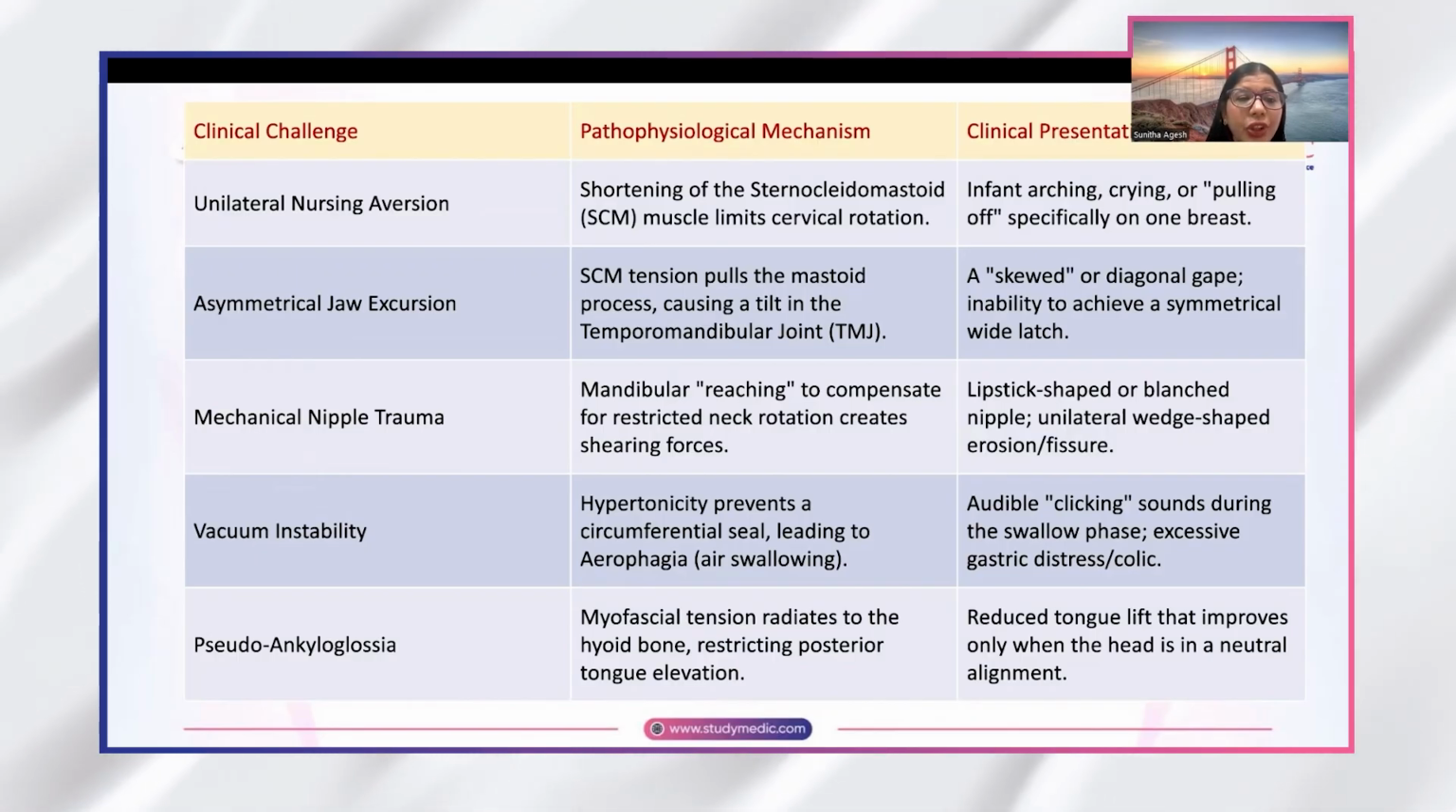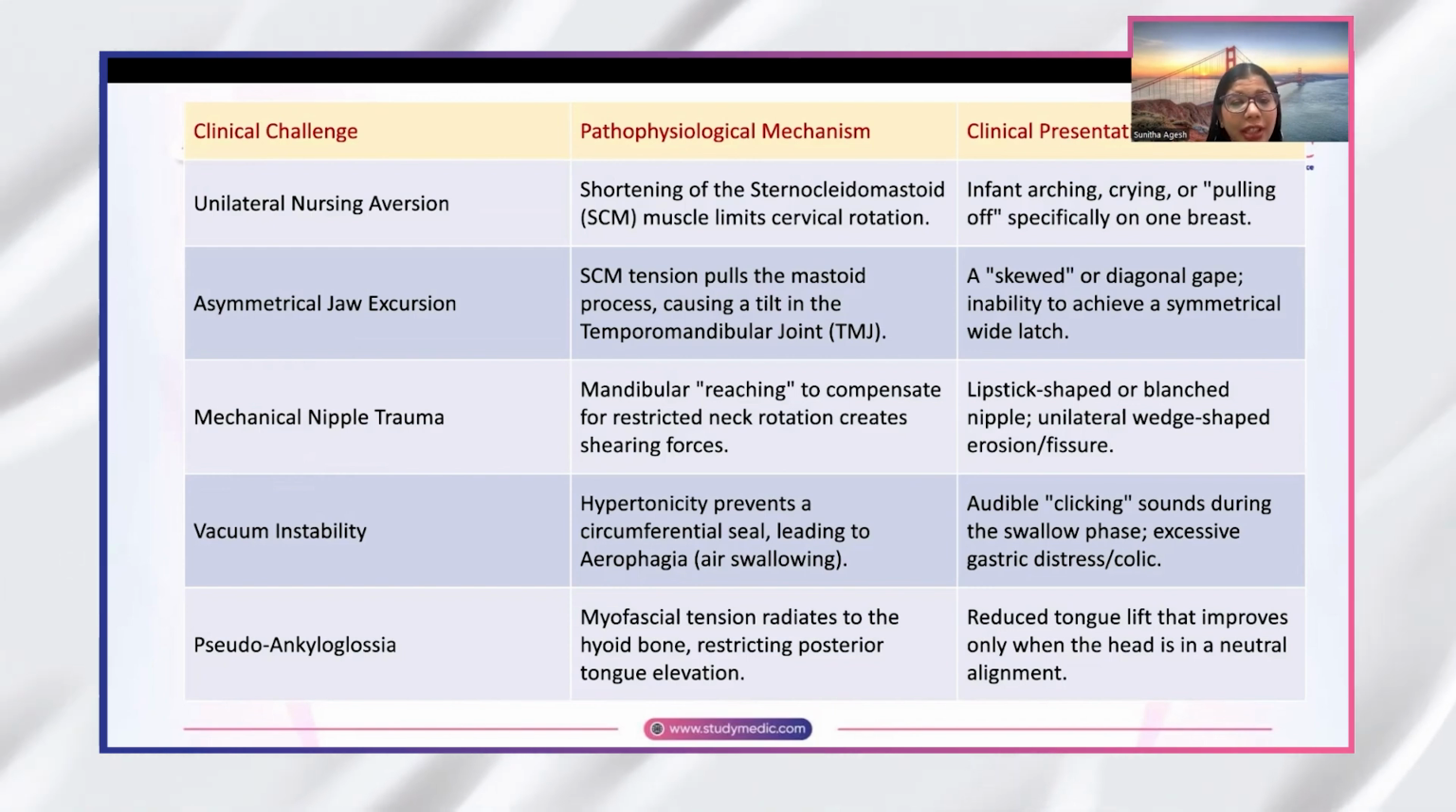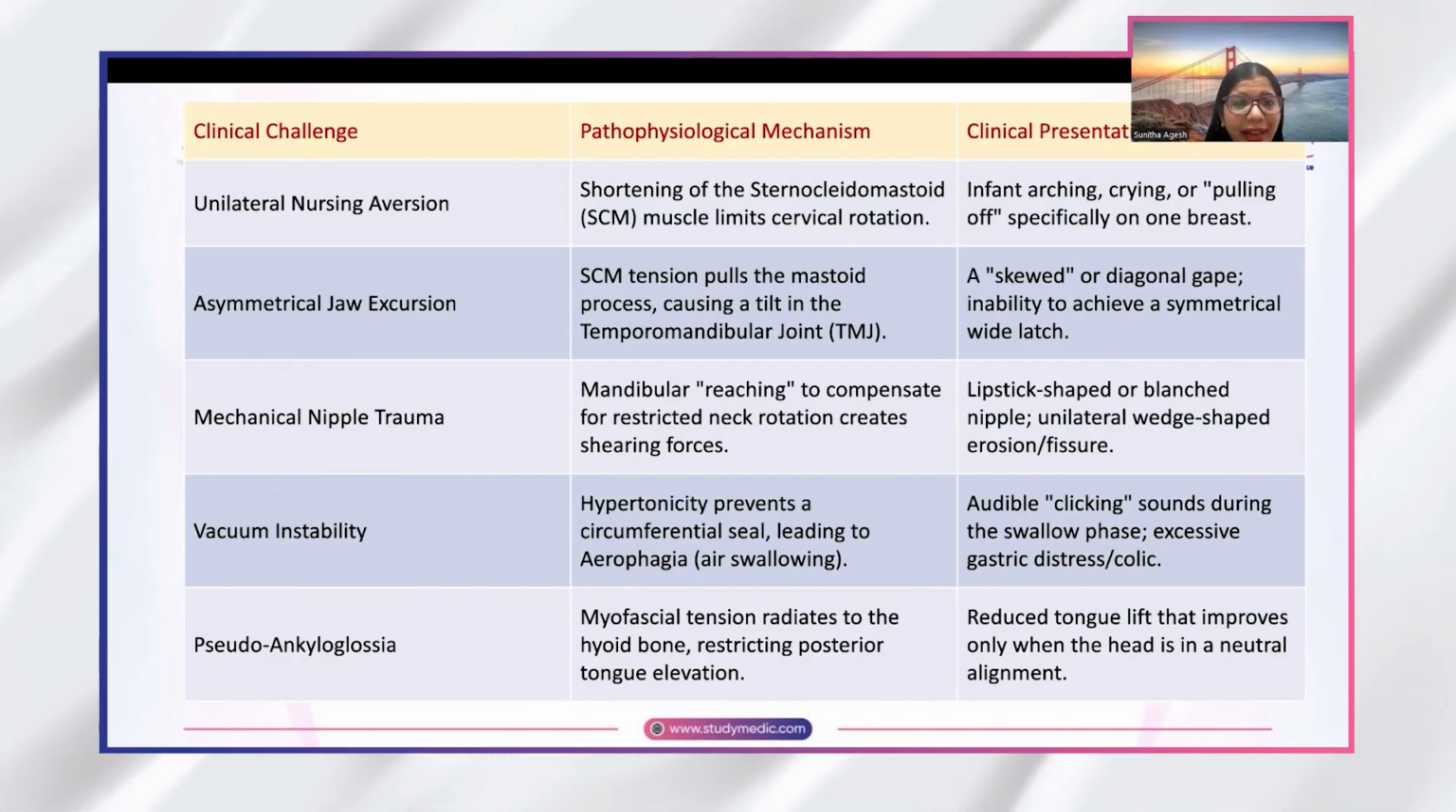Then asymmetrical jaw excursion. Here, SCM tension with the masseter causes tilt to the temporomandibular joint. Usually for a good latch, the baby has to open wide and we should attain a symmetrical latch, right? But because of the jaw asymmetry, there is an inability to achieve a symmetrical wide latch. So the baby will refuse the breast also.